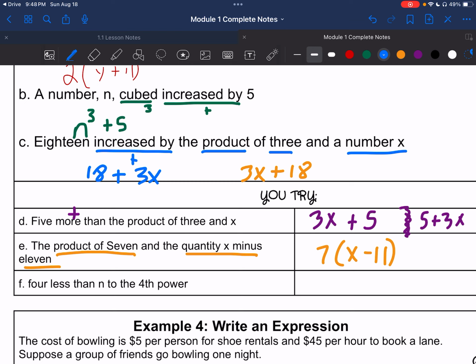And our last of these you-try problems, 4 less than n to the 4th power. So we have 4 less than, that means minus 4. We have n to the 4th power. So we have n to the 4th power minus 4.